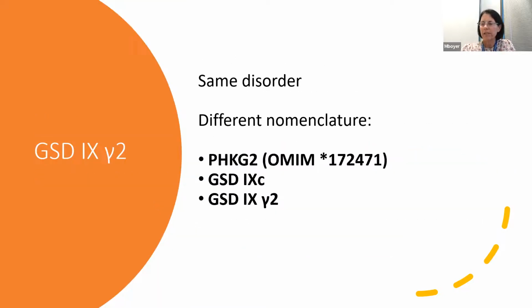The naming of the various subtypes can be confusing. The nomenclature listed here all refers to the same disorder. You can name the condition by the genetic defect, PHKG2, or reference the disorder by the Roman numeral assigned to represent the mutation, GSD IXC, or by the Greek letter referring to the mutated subunit, GSD IX gamma 2. All are technically correct. For consistency throughout this talk, I will refer to the disorder as GSD IX gamma 2.